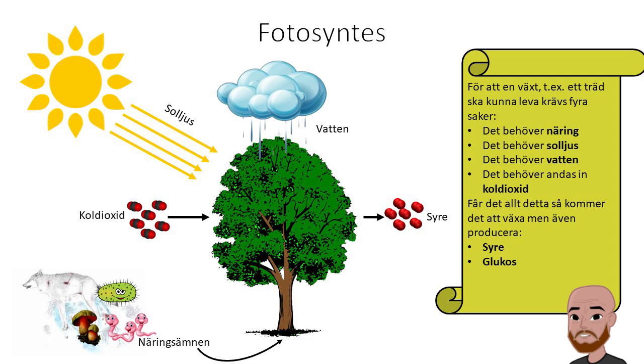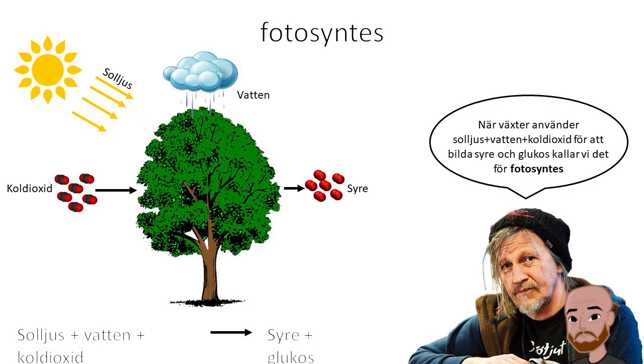This process is called photosynthesis. It's a very important process to understand when studying biology. When plants use sunlight, water, and carbon dioxide to produce oxygen and glucose, we call this photosynthesis. It's something that will appear on many biology exams, and it's essential knowledge.